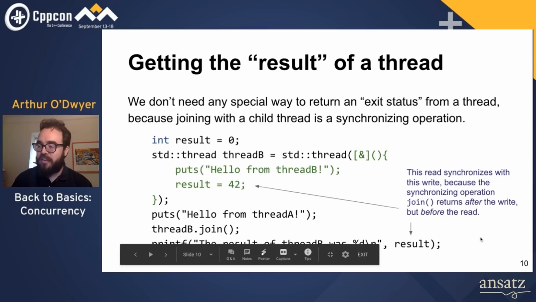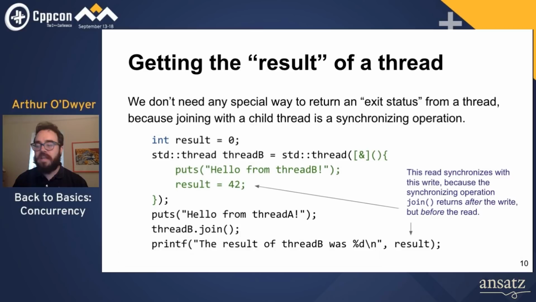And so this is thread safe code because we do not have a data race here between the write to result and the read from result. They are separated by the synchronizing operation. And we say that the read synchronizes with the write and vice versa.